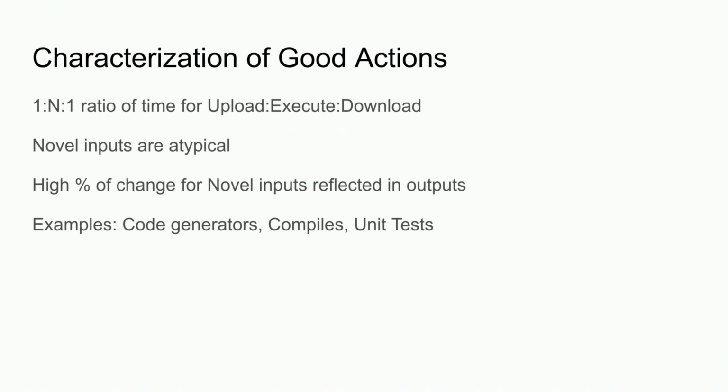So a simple characterization of a good action, regardless of the state of the system, is that it has a 1 to n to 1 ratio of time: for upload, a fixed cost or a relatively small cost pursuant to the novel inputs that you have; an n cost, meaning an arbitrarily long time for execution, because you want to save something in terms of the remote action execution; and then a small download time, considering the size of the upload or the size of the novel change of the action. Because when we shrink out and destroy the upload and execute time, we end up with a nice fixed low value download size.